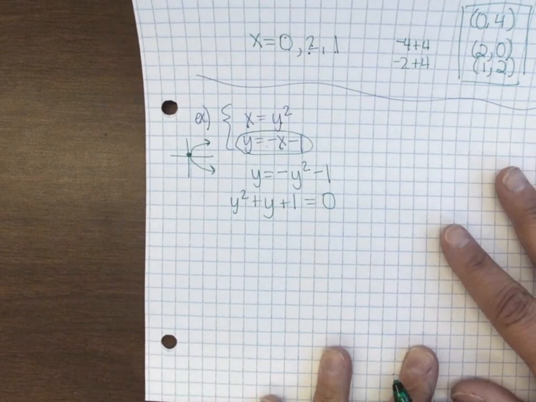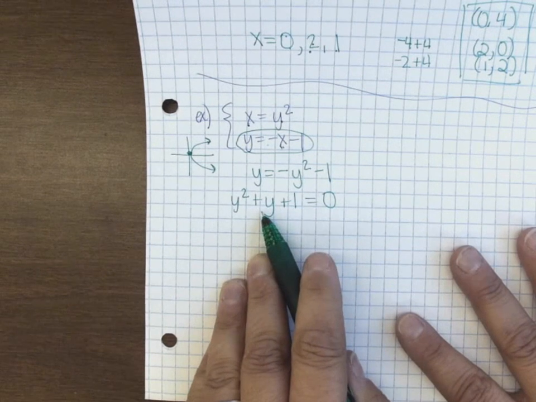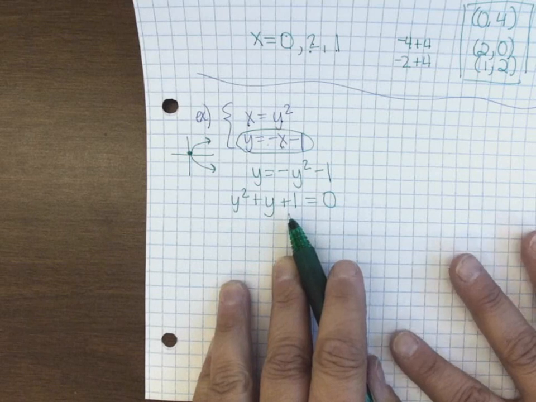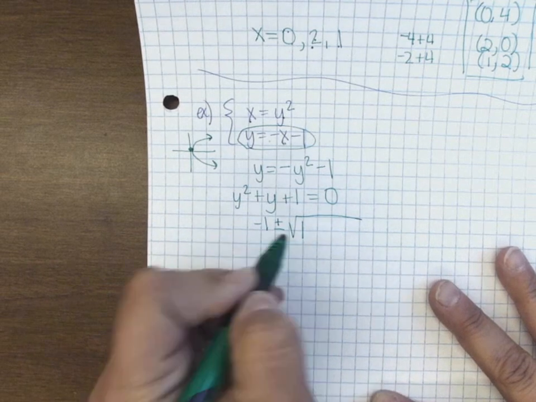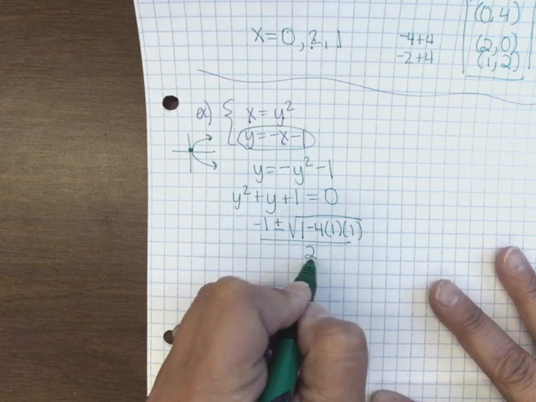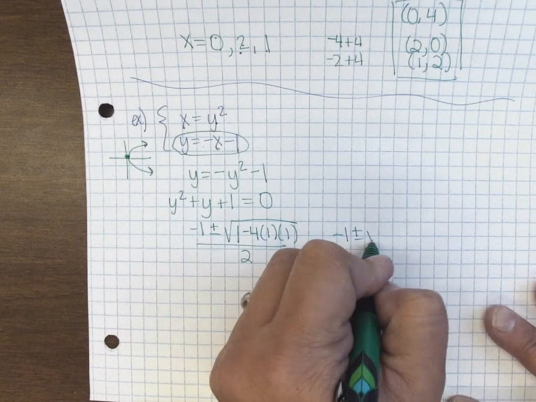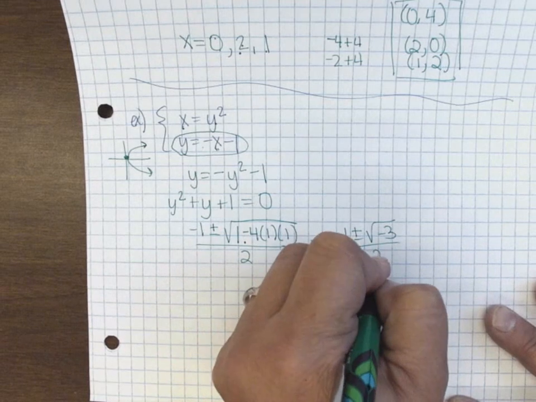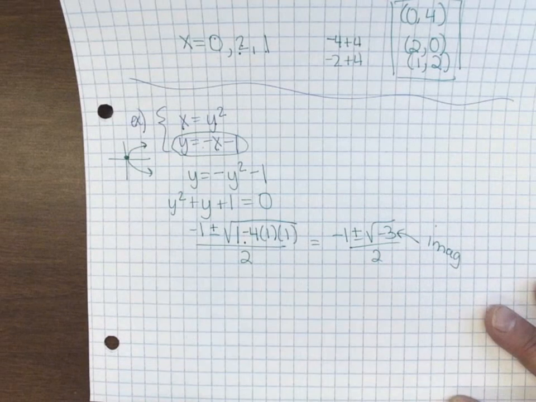And now I'm going to try to factor. And here's the thing. I know this won't factor because 1 and 1 don't give me 1 in the middle. So my only other option would be to do the quadratic formula. So I would have negative 1 plus and minus the square root. B squared is 1 minus 4 times A is 1, C is 1, all over 2. Okay? So now I'm at negative 1 plus and minus the square root of 1 minus 4, which is negative 3, and I'm going to stop because that right there is imaginary.